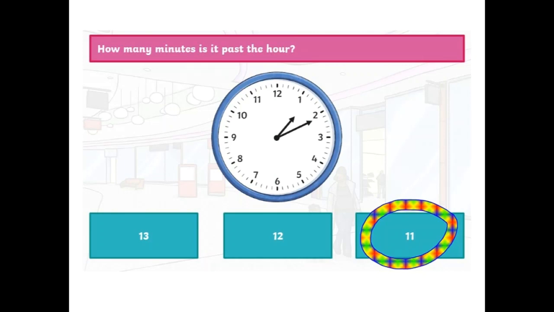So the answer is it is 11 minutes past the hour, and you can see this because the minute hand has travelled 1 minute past the 10 past position, and 10 add 1 more is 11.